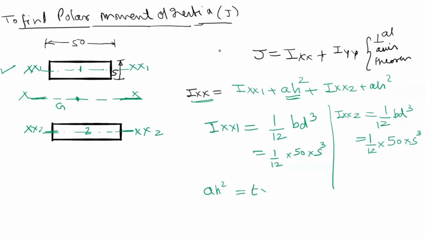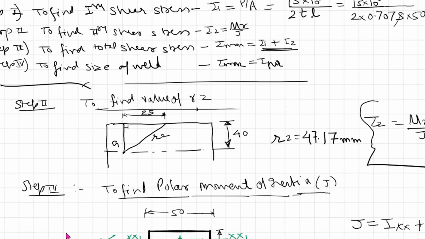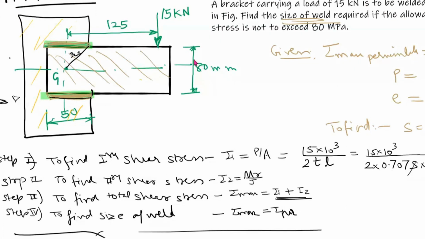That is T into L is A into H is what? H is the distance between CG of this weld and CG of the weld system. See, what is H? H is the distance between the CG of these two welds. Okay, so what is H here? If you refer to the figure, we come to know that H is 40.